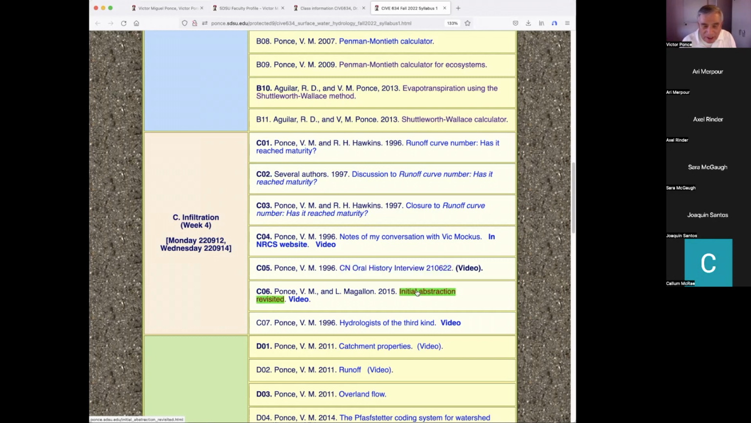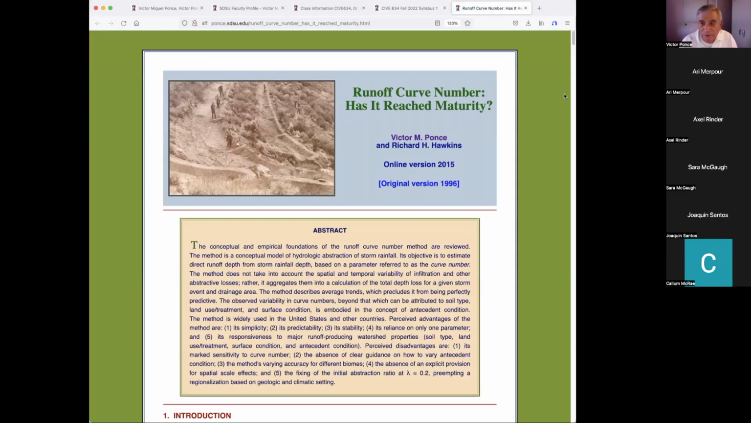Finally, on CO6, Initial Abstraction Revisited, this is a very advanced paper. I'm not sure that I'm going to stress it too much. I'll just touch base on it maybe 5-10 minutes. And finally, a story and a video. So let's get started here. Runoff curve number, has it reached maturity? Everybody can see the green page?